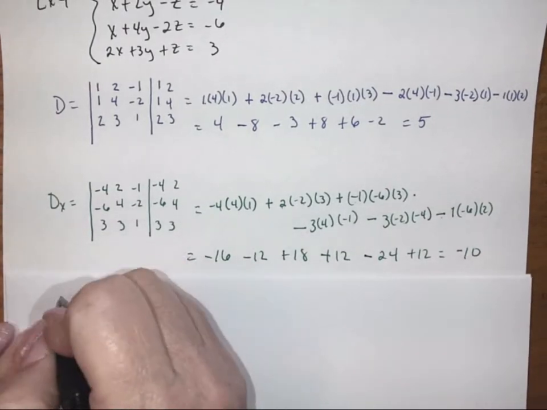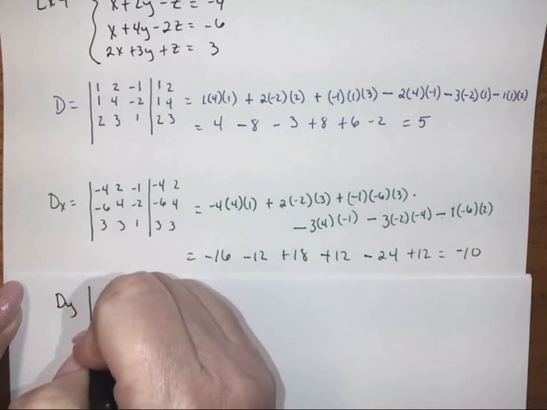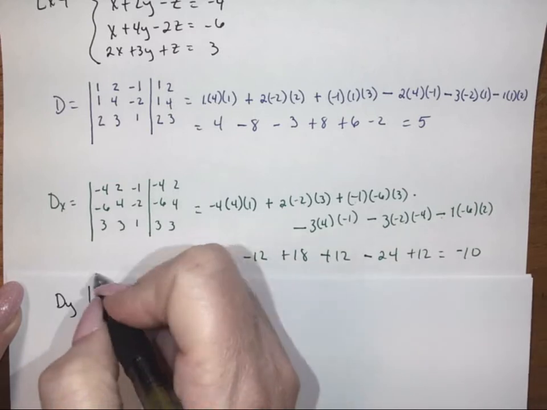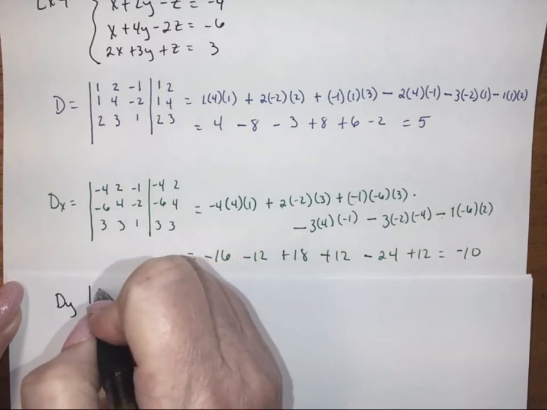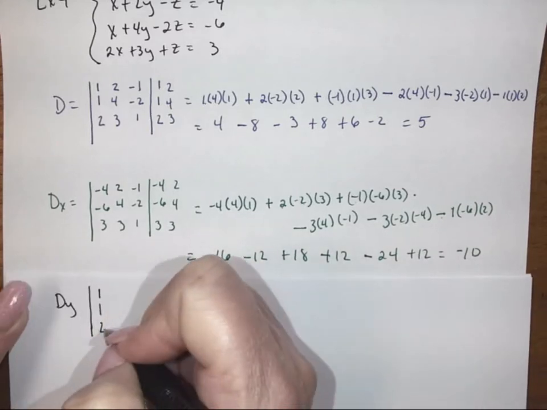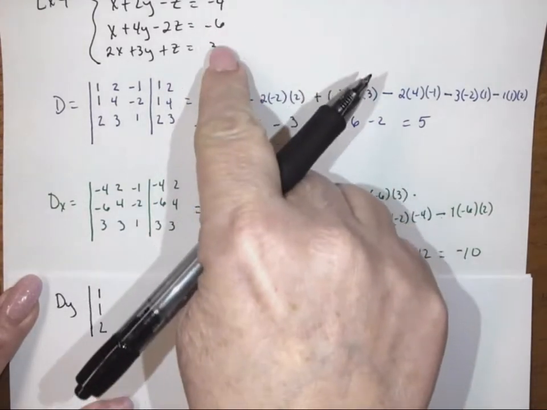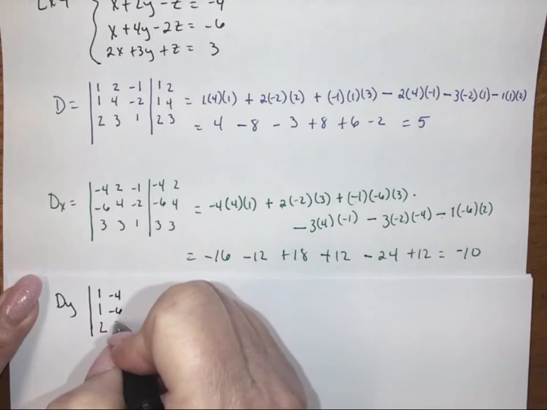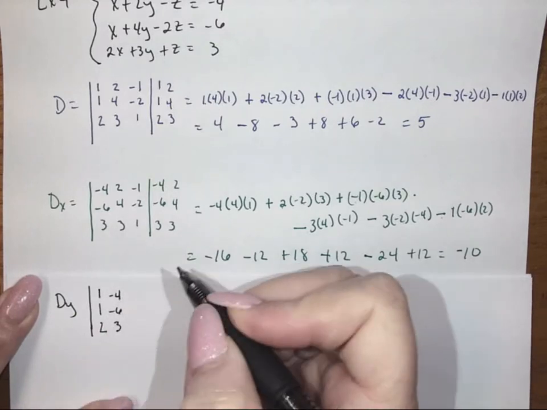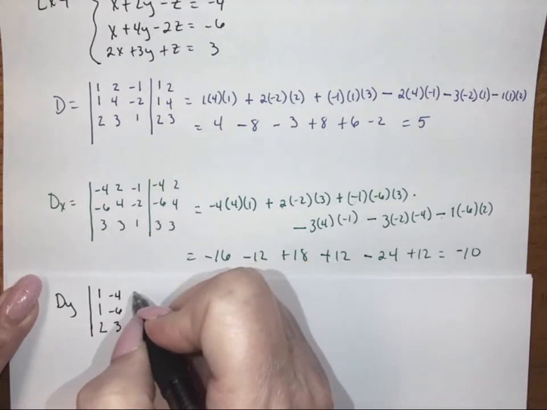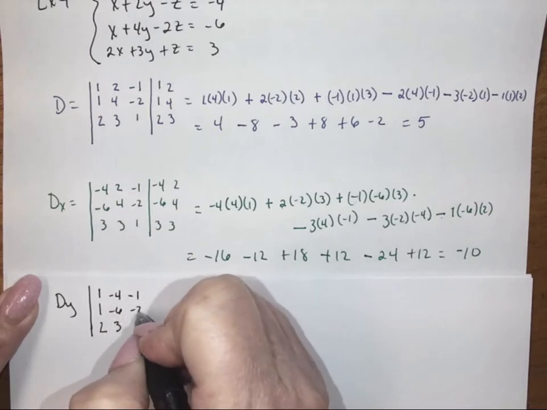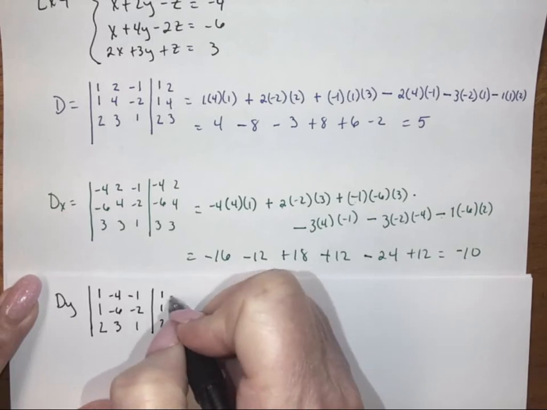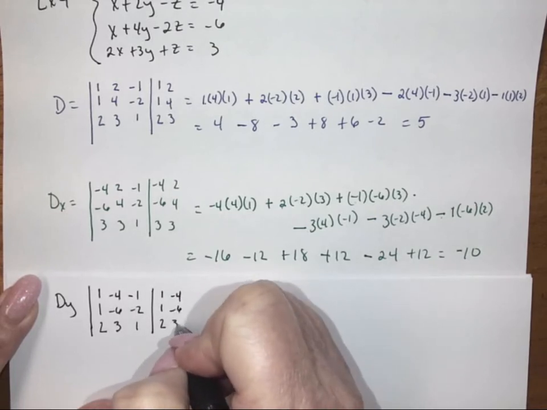So for dy, we are doing the same thing. X is itself. So we have 1, 1, 2. Our y is now the values on the other side of the equal sign. So negative 4, negative 6, 3. And then our z's are the same. So negative 1, negative 2, 1. Repeat the first 2 rows. 1, 1, 2, negative 4, negative 6, and 3.